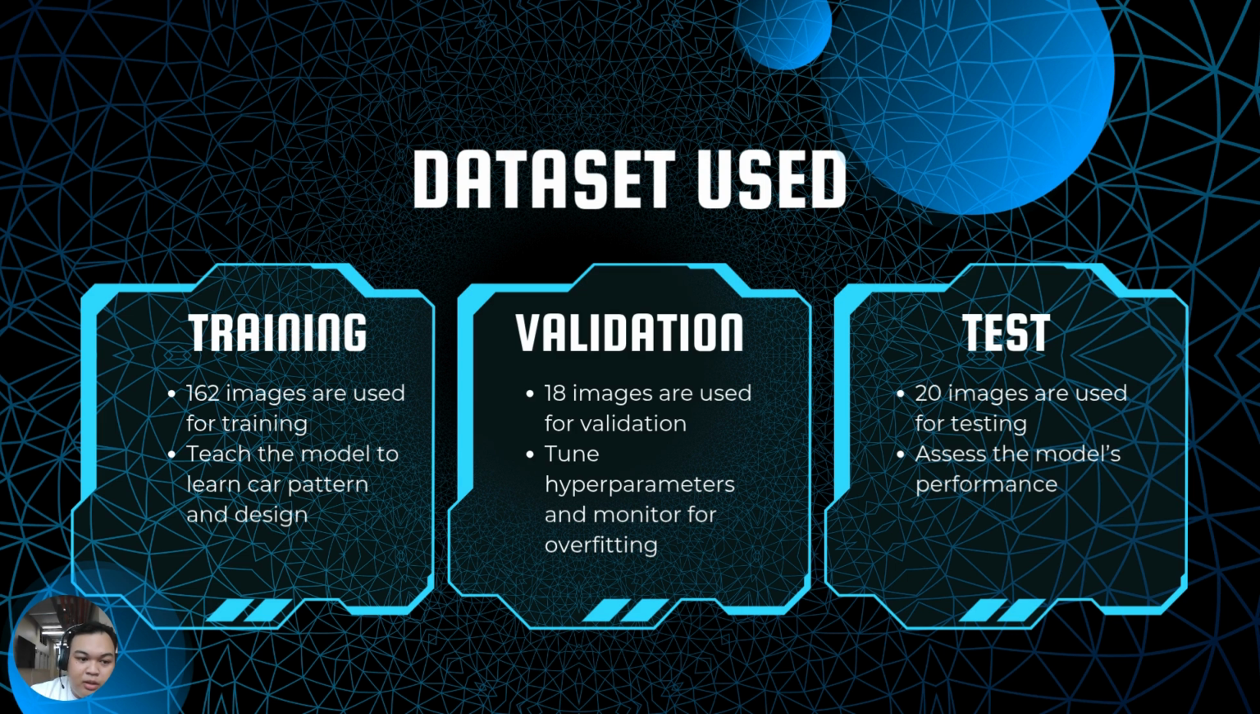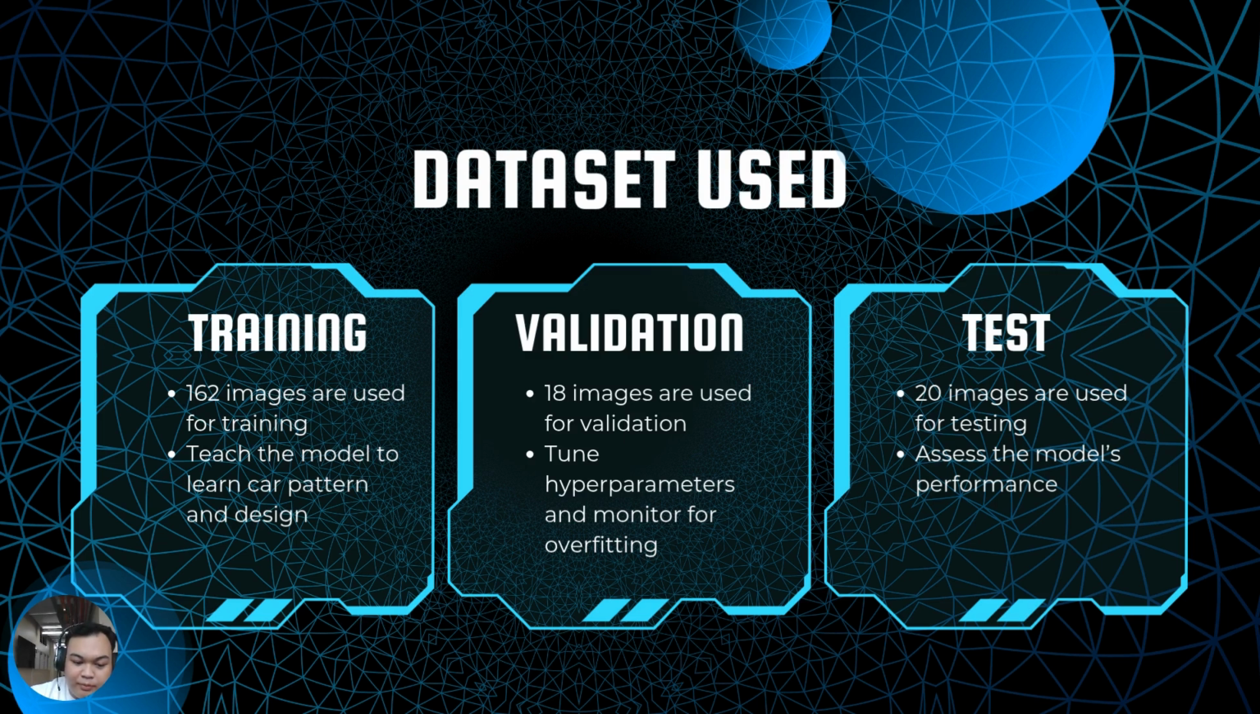Next, for dataset use, we will split the dataset into 3, which is training. Out of the 200 images, 162 images are used for training. This dataset is used to train the model so it can learn the patterns or images of the car model.